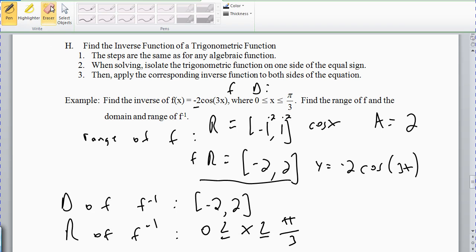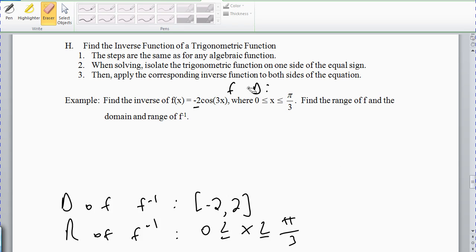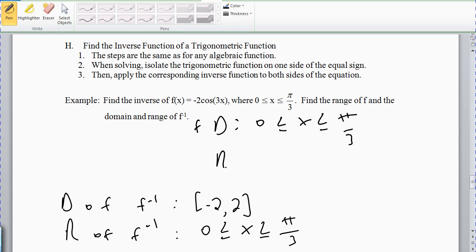So let me just clean this up a little bit, to make it easier to see exactly what I'm talking about. The notation was getting in my way. Here we go. The domain of F is given to be x between 0 and pi thirds. The range normally would be between negative 1 and 1, but that 2 is going to cause the negative 1 and that 1 to be multiplied by 2, so it becomes negative 2 to 2. And once you have the domain and range of the function, the domain and range of the inverse interchange. So the domain of F inverse is the same as the range of F, and the range of F inverse is the same as the domain of F.